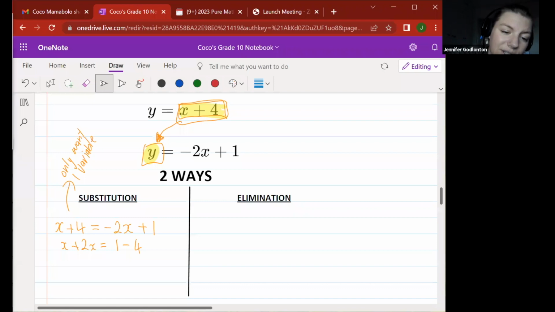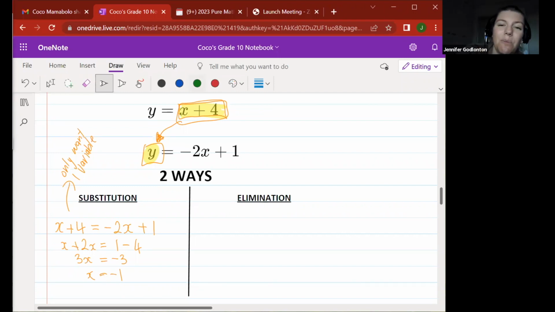So X plus 2X is going to give me 3X. And that is equal to 1 minus 4, which is equal to negative 3. And so X is equal to negative 1. Okay, cool. But we haven't finished our full answer here. At the moment, we only know what X is. Now we need to figure out what Y is.